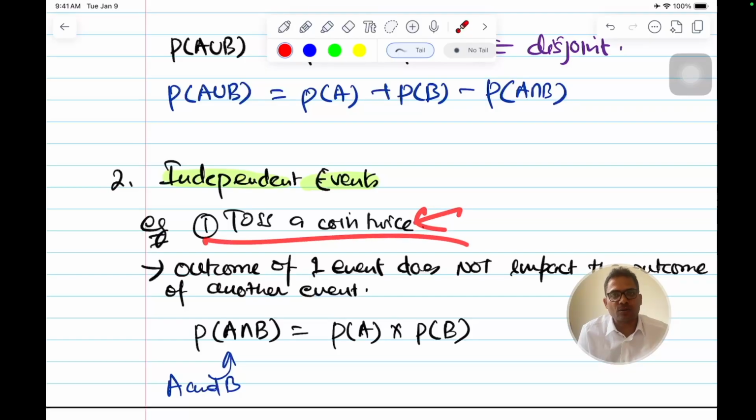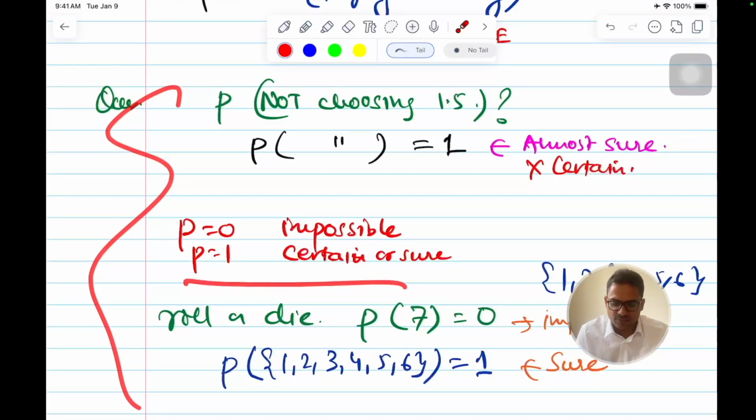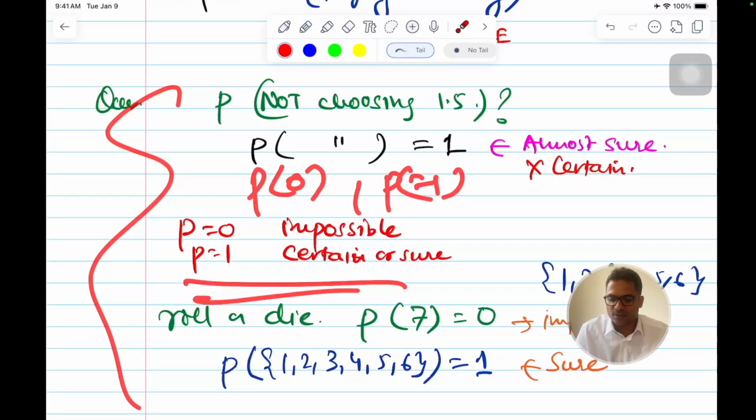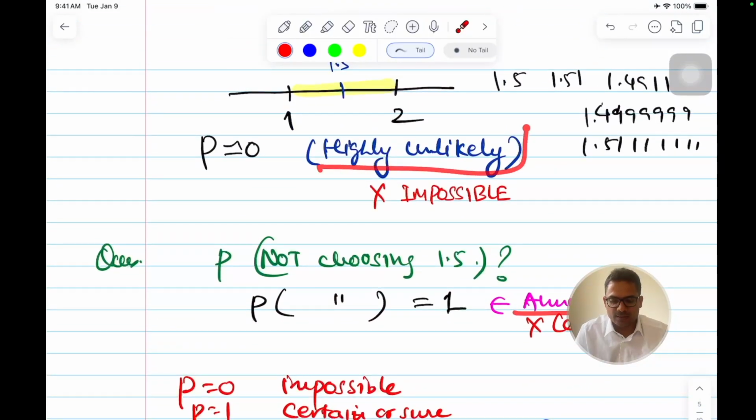For example, toss a coin twice. Then we discussed the meaning of probability of 0 and probability of 1. We discussed both of the cases. We saw why probability of 0 is called highly unlikely, and why probability of 1 is called almost sure.